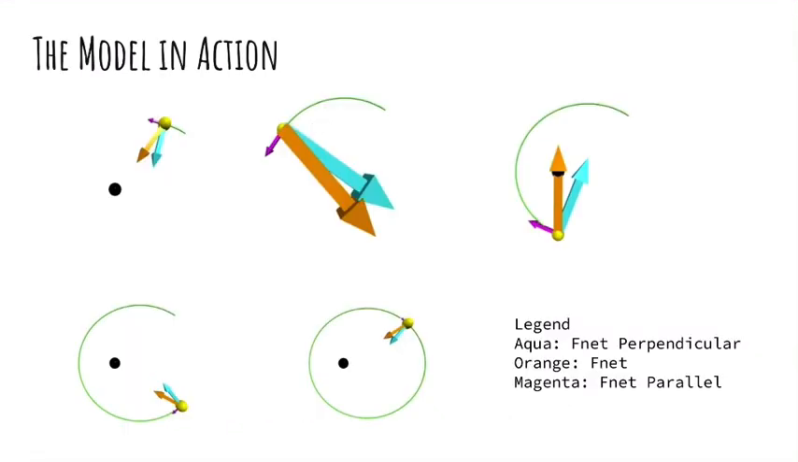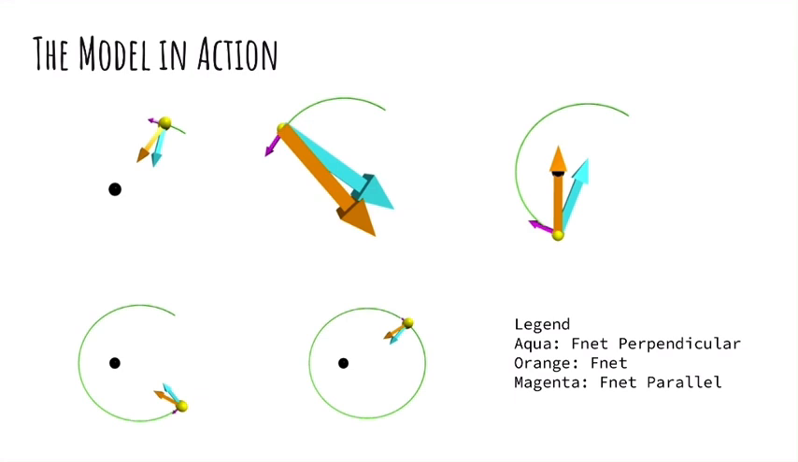For our model in action, we begin to see our arrows, which in magenta is the parallel component. Our blue arrow is the perpendicular component, which points to the center of the trajectory of the circle. And our orange is the overall Fnet, which always points at the black hole. As you can see in our second clip, the magnitude of the perpendicular and the overall Fnet drastically increases as the distance between the star and the black hole decreases. And once we begin to move away, the magnitudes begin to decrease.